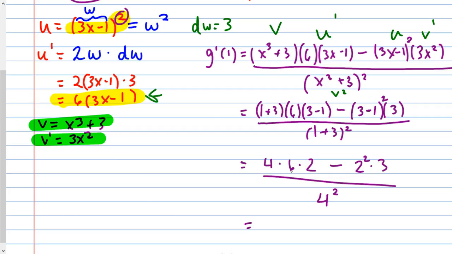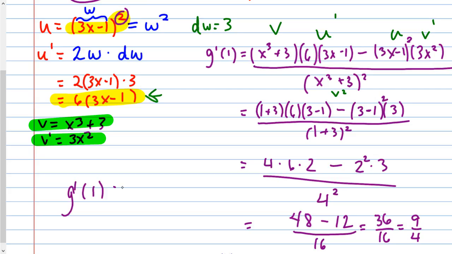Let's see, 4 times 6, that's 24. Times 2, 48. Minus 2 squared is 4. 4 times 3 is 12. Over 4 squared, which is 16. 48 minus 12 is 36 over 16. 4 goes into both of them. 36 divided by 4 is 9. 16 divided by 4 is 4. So g prime of 1 is 9/4. No need to make it into a decimal, right?